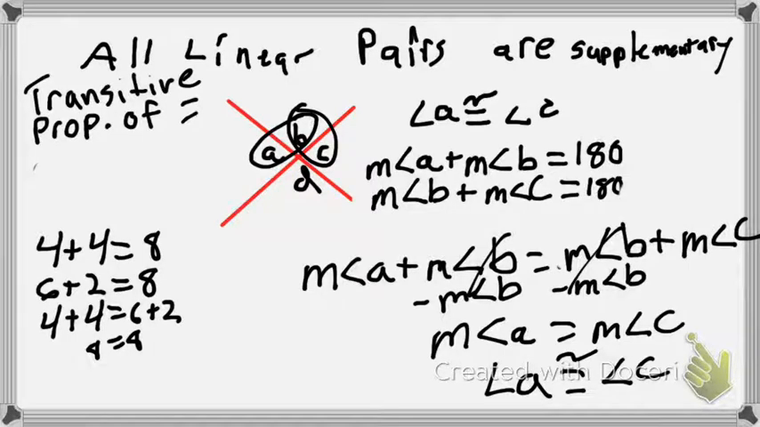So notice that we did this without any numbers whatsoever. But now we know that angle A and angle C are congruent. And since we did it without numbers, we can say conclusively that vertical angles are congruent. Okay?